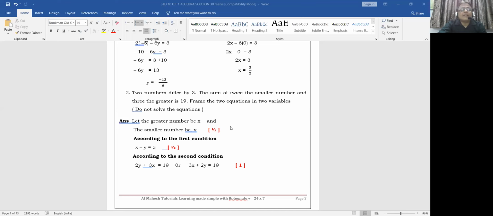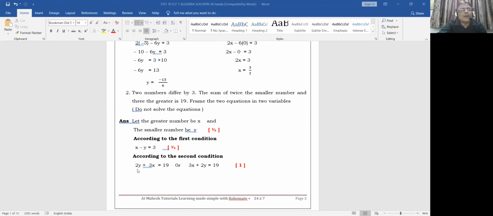So it is x minus y equal to 3. Give half mark. Second one, twice the smaller and thrice the greater. Sum means total. Twice the greater and thrice the smaller. Smaller number is what? Y. So twice the smaller and thrice the greater is equal to 19.